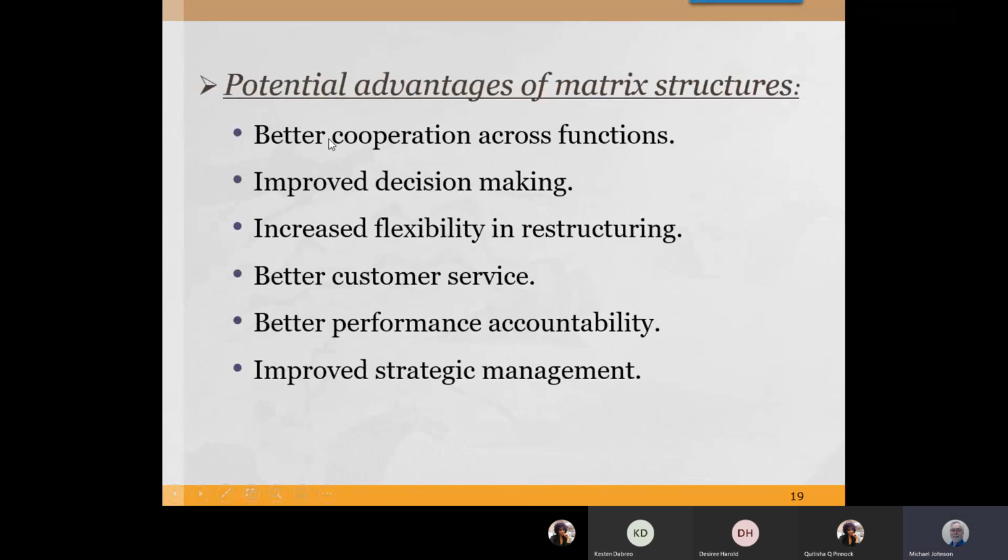So some of the advantages, once again, are better cooperation because you're bringing people together, and also improved decision making because you have the right people. Remember, you're bringing them in and they're experts in their particular departments. Increasing flexibility and restructuring because you can manipulate, send them back, grab somebody else, and also better customer service because you have the right people. Better performance accountability, and also improving strategic management.